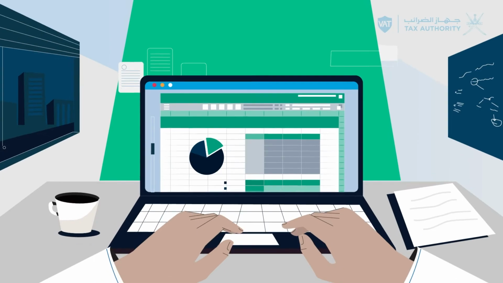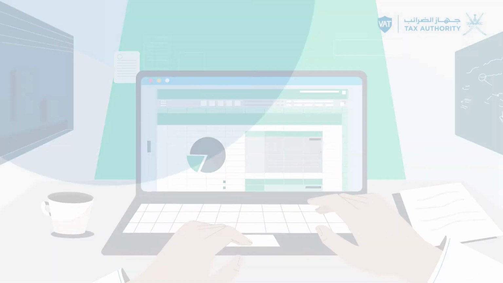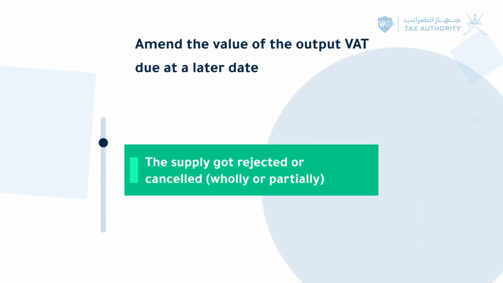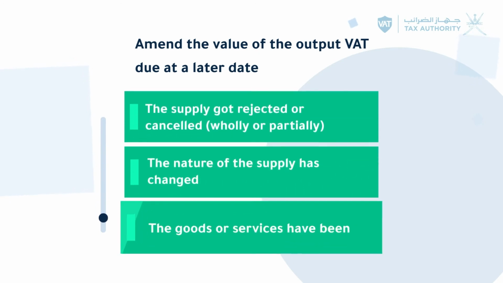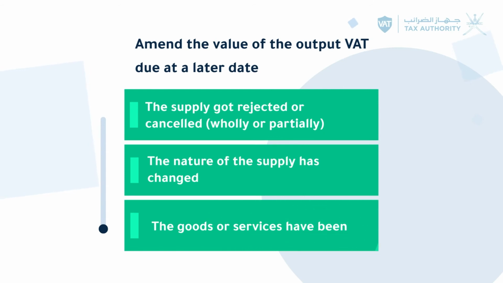As a VAT-registered person, you may amend the value of the output VAT due at a later date if the supply got rejected or canceled, wholly or partially, or if the nature of the supply has changed, or if the goods or services have been returned.